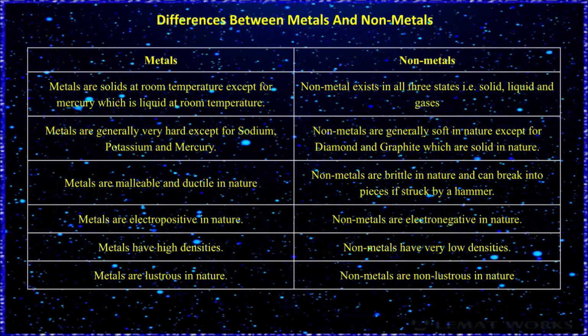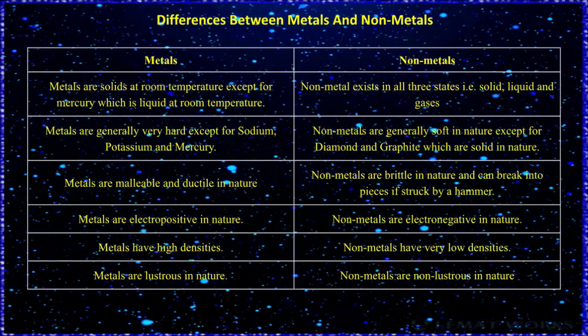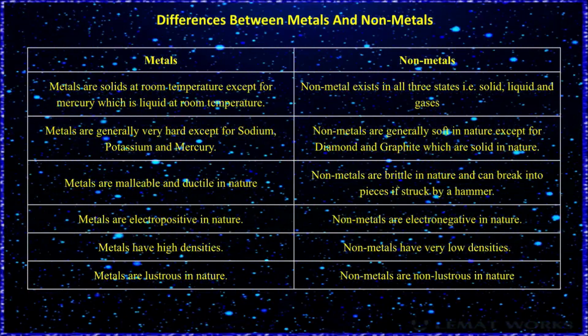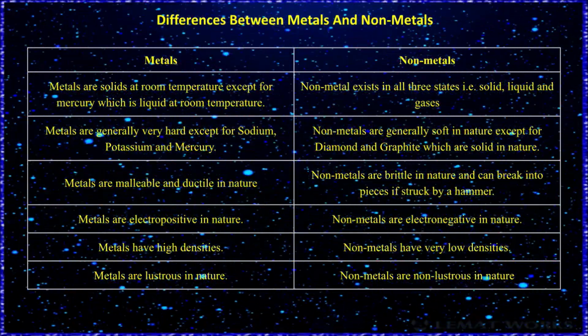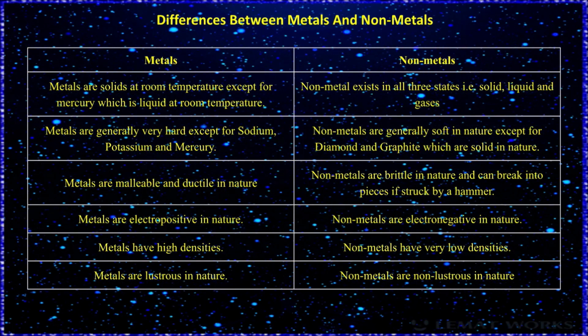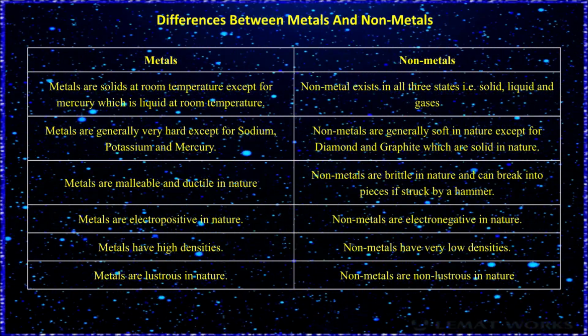Then come to the metals. Metals are generally very hard except for sodium, potassium and mercury. Nonmetals are generally soft in nature except diamond and graphite, which are hard in nature. Metals are malleable and ductile in nature. Nonmetals are brittle in nature and can break into pieces if struck by a hammer.